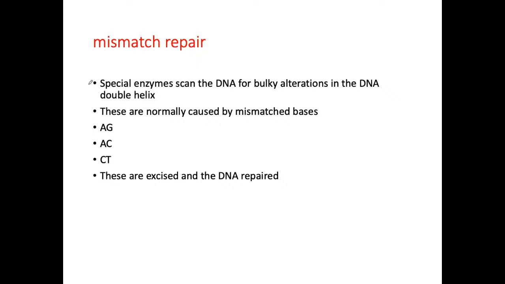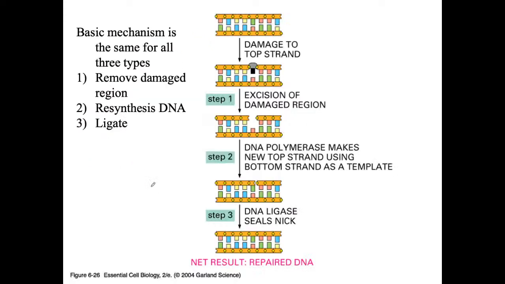And in the mismatch repair system, it will find the bulky alterations of the DNA double helix. These are normally mismatches, like A pairing with G, A pairing with C, C pairing with T. So they will be removed, excised, and the DNA will be repaired. So let's check one by one each of the ones we have discovered.